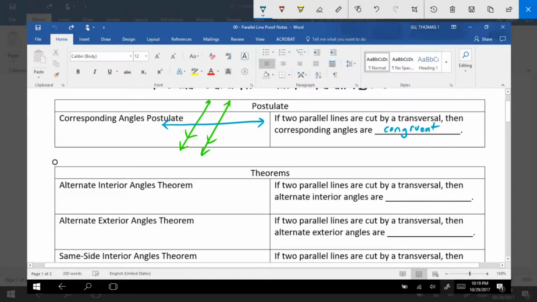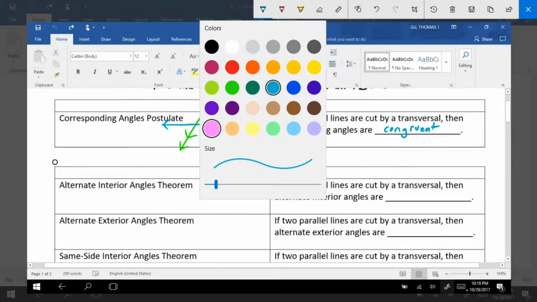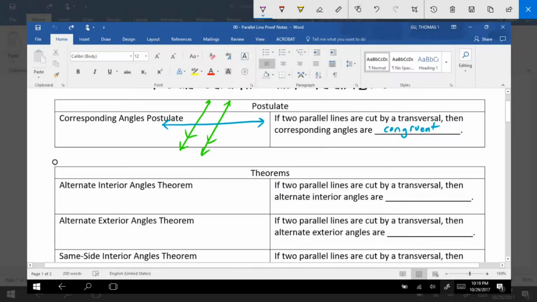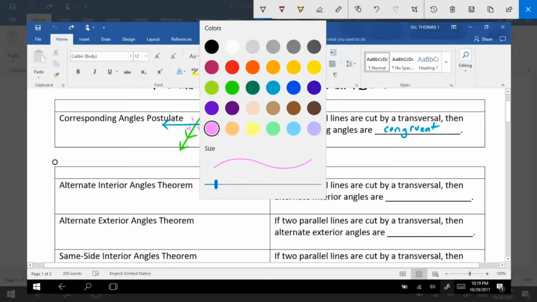then corresponding angles are congruent. Remember, corresponding angles means, for example, look at this. If these two parallel lines are cut by this transversal, if we were to number them, look, 1, 2, 3, 4, then the other one would have the exact same 1, 2, 3, 4. Then corresponding angles would be 1 and 1, 2 and 2, 4 and 4, 3 and 3. So those would all be congruent, the ones that are corresponding.